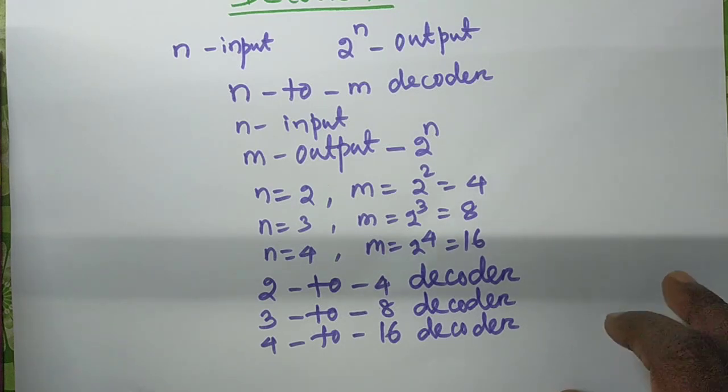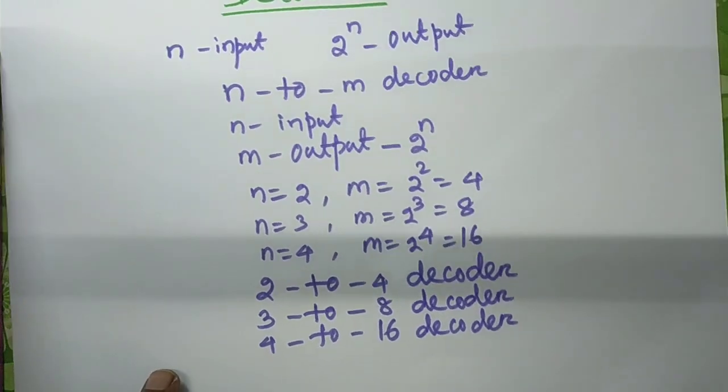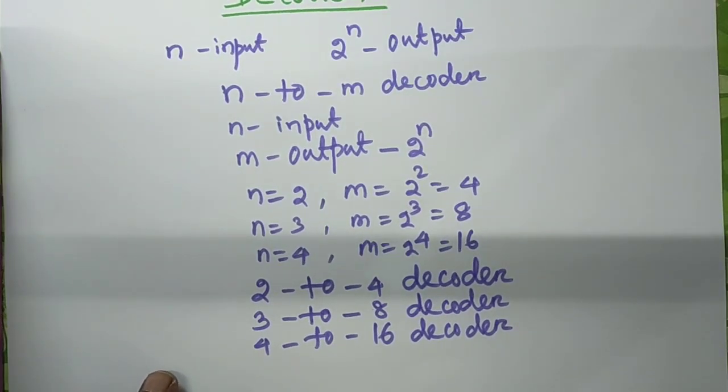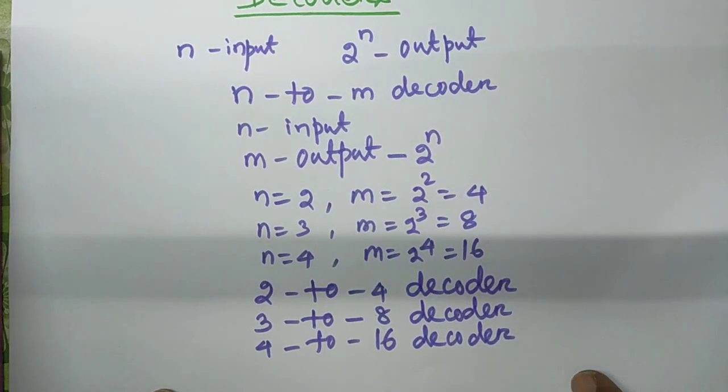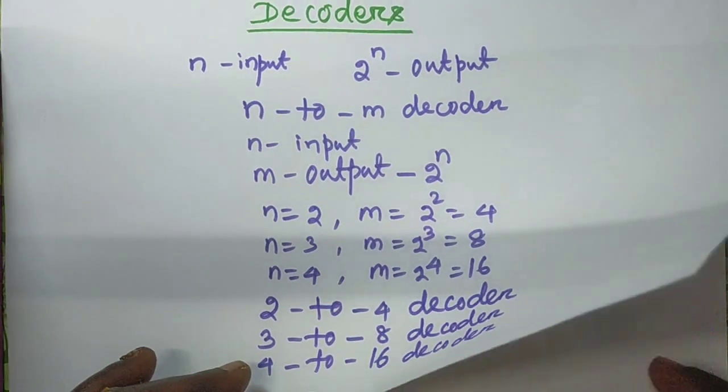But now I will show how a decoder is designed through an AND gate. We will go through the design of a decoder using an AND gate. Now I will show you how it is designed.